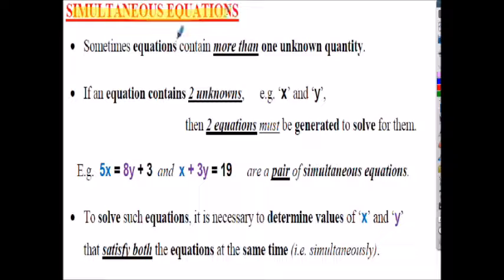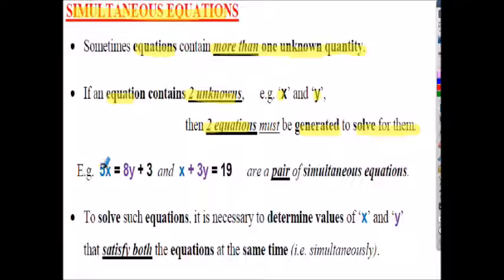Simultaneous equations. Sometimes equations contain more than one unknown quantity. In our previous presentation on simple equations, we had equations with just one unknown, x or t, whatever the variable was. But we can get equations where we have two unknowns, say x and y, and so we need two equations to be generated to solve for the x and the y values.